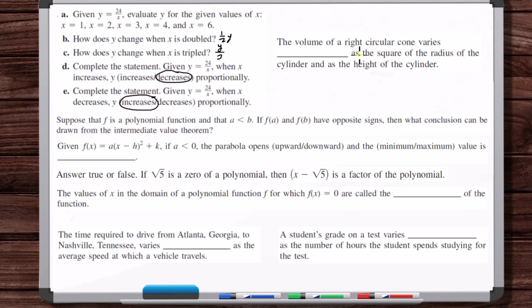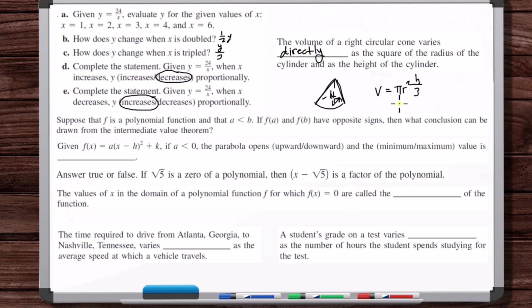The volume of a right circular cone varies what as the square of the radius of the cylinder and as the height of the cylinder? Okay, a right circular cone. V is pi r squared times h over 3. So the volume varies directly as the square of the radius and as the height. Exactly.